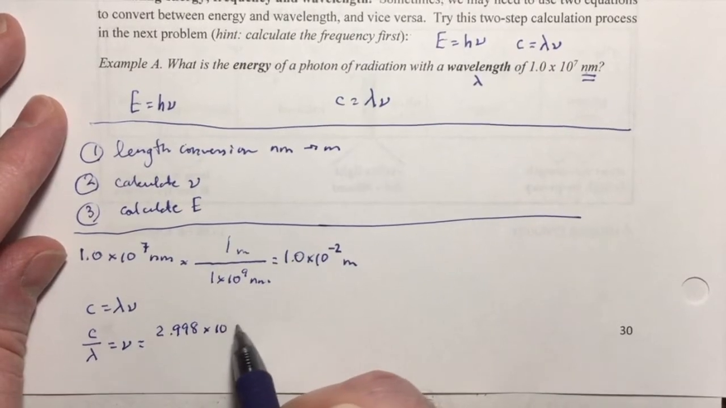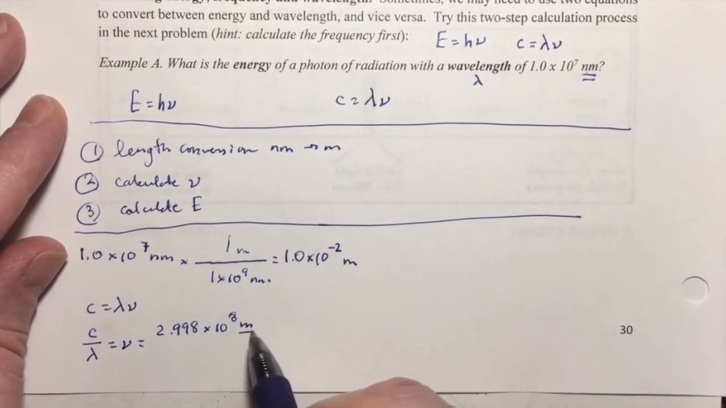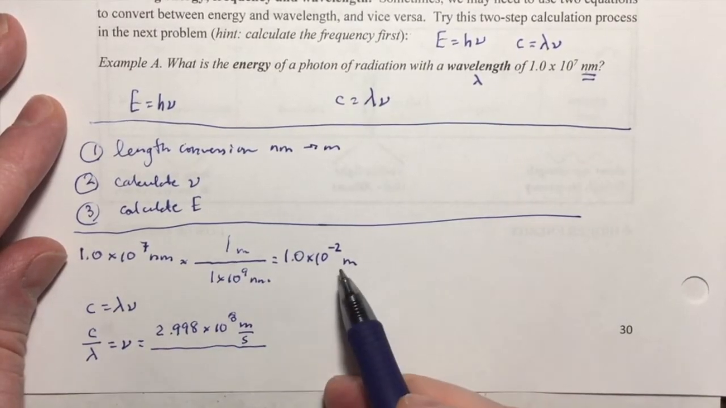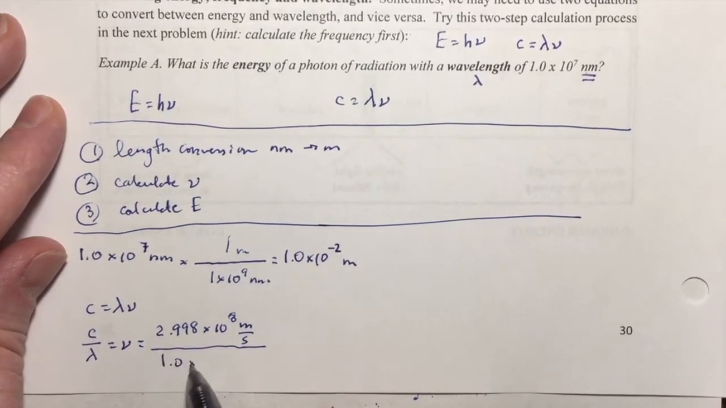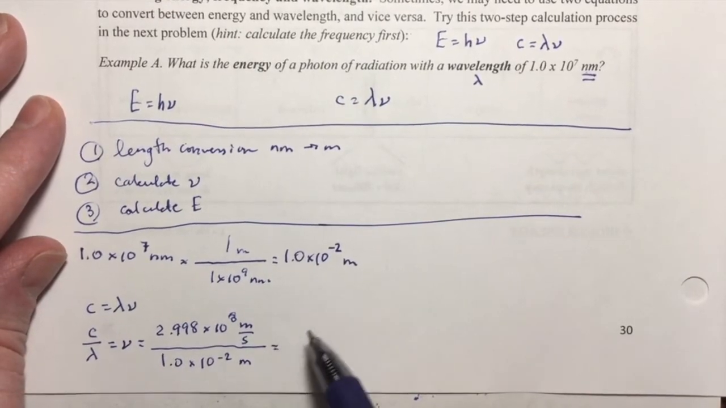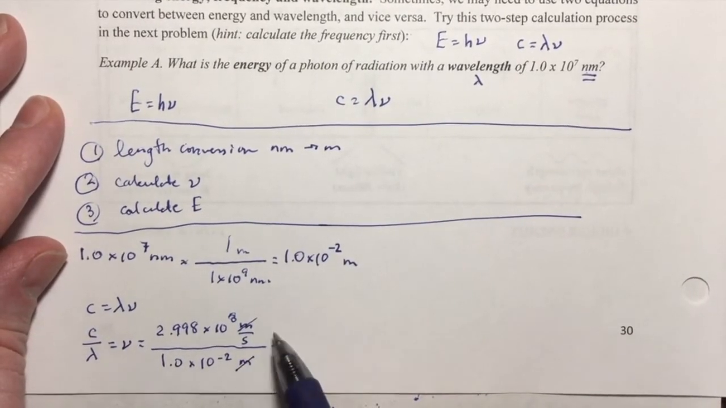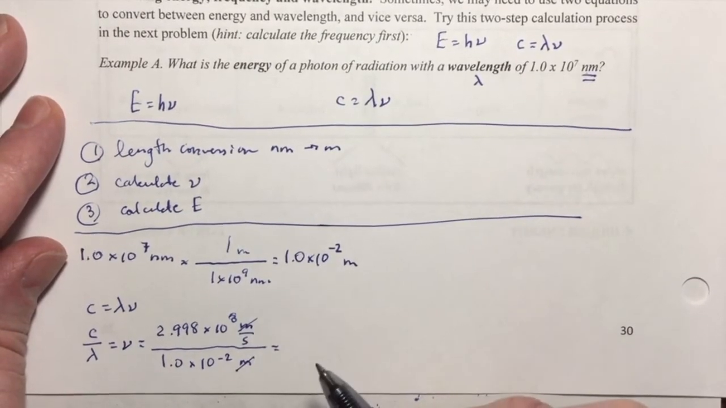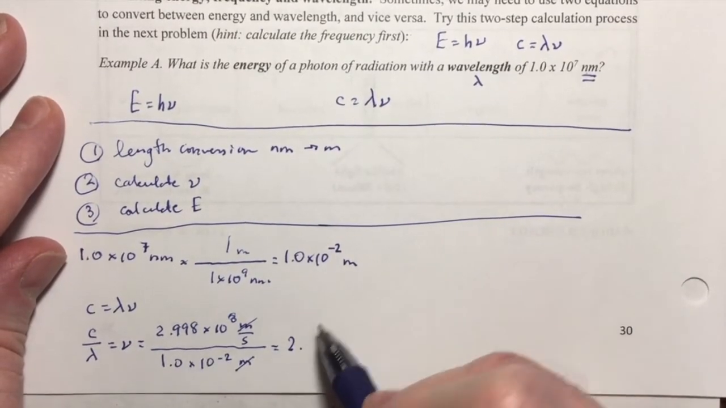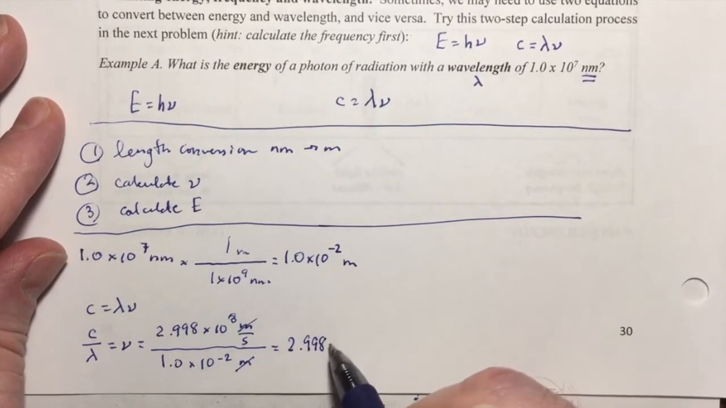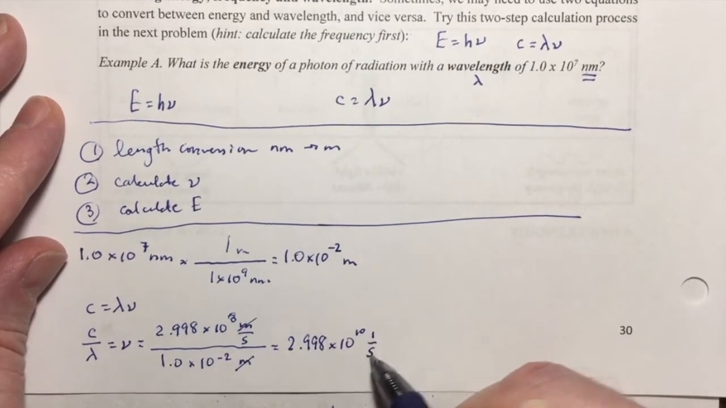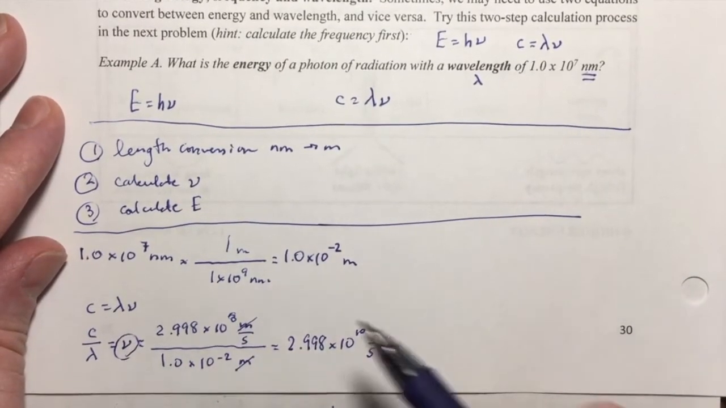I know the value for the constant c, 2.998 times 10 to the 8th meters per second. I now know the value for the wavelength in meters, 1.0 times 10 to the minus 2 meters. And that's going to give me my frequency, and you can see that the meters cancel and I'm left with inverse seconds, or 1 over seconds. So I do this math and I get 2.998 times 10 to the 10th, and the units are 1 over seconds, and that's my frequency, right?